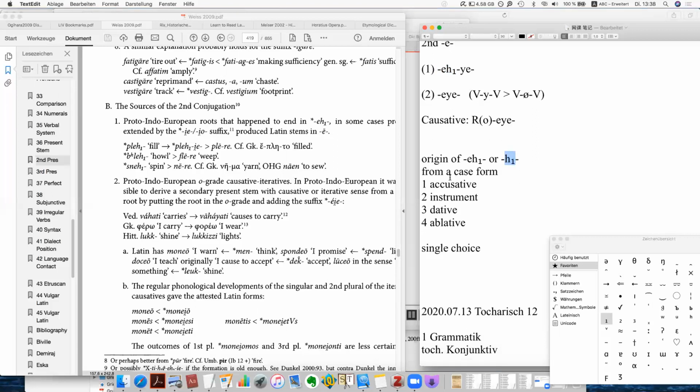So there are four possibilities. First, accusative. Second, instrumental. Third, dative. Four, ablative. Okay, exclude 1 and 4, that's pretty clever. Actually, it's instrumental. Yeah, okay, instrumental.